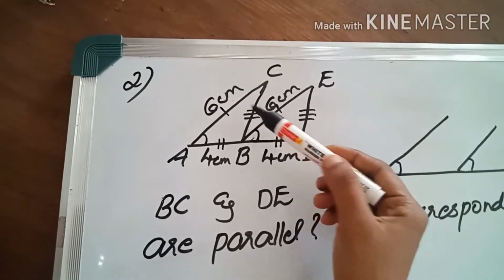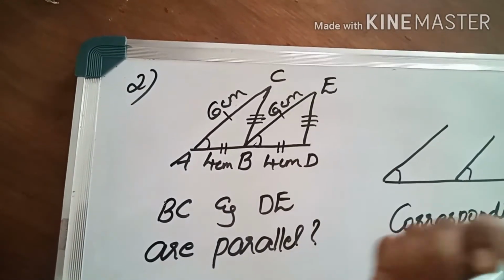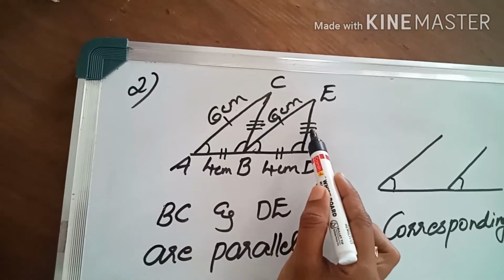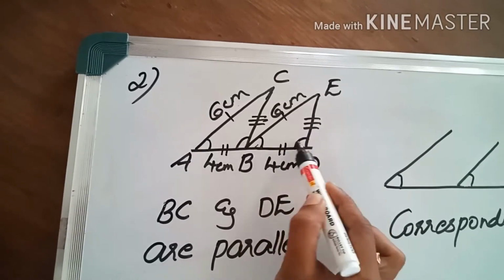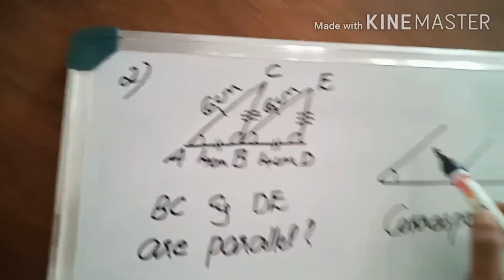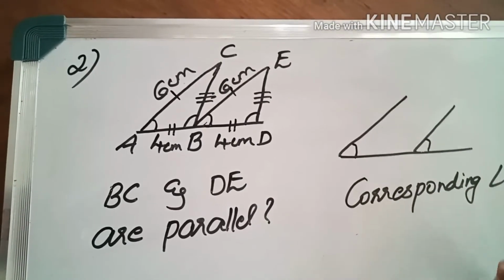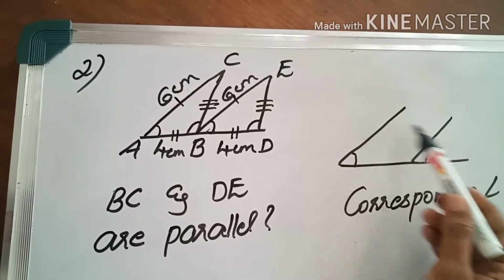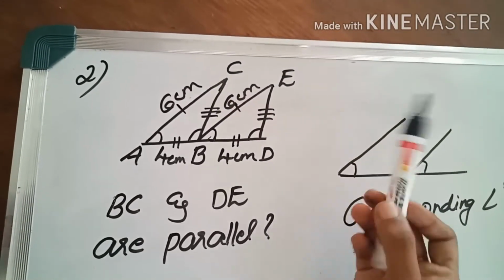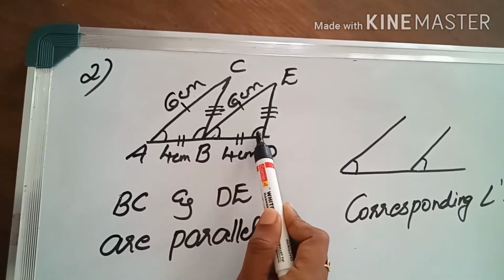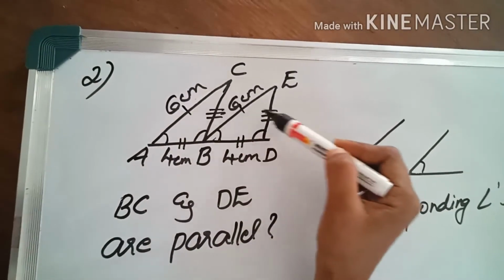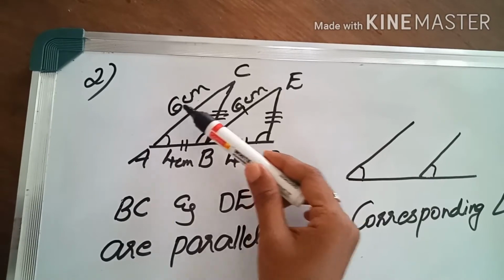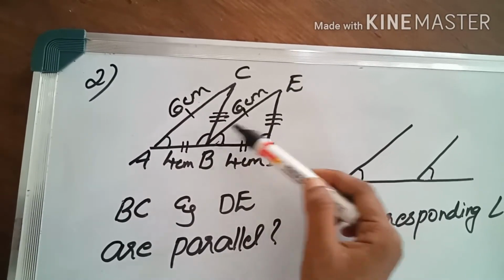Now here, angle B and angle D. Let's check angle B and angle D. If these two sides are parallel, what must we get? These two angles must be equal. These two lines are parallel because these two angles are equal. So we must get these two angles as equal. Then only we can say that these two sides are parallel. So for that, consider the opposite side, whether the opposite sides of these two angles are equal.